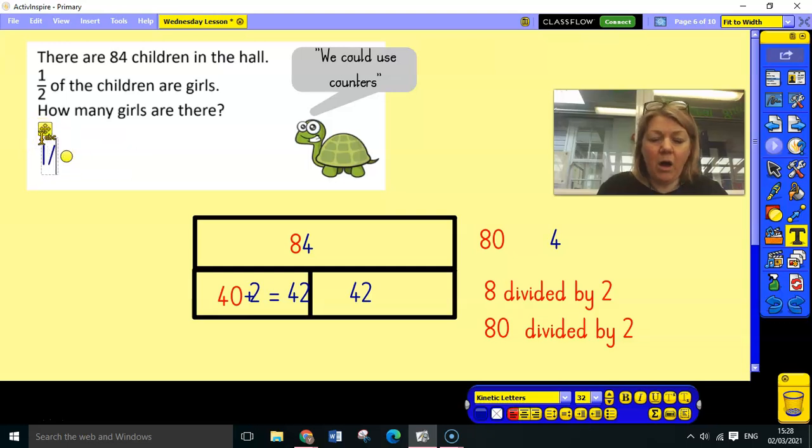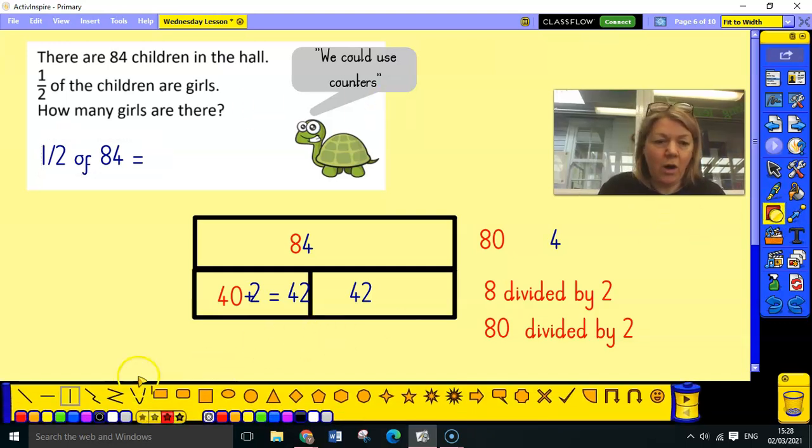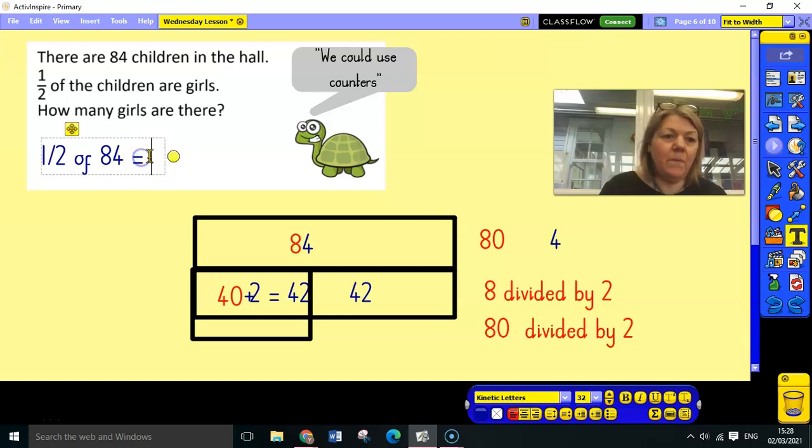Well, a half of 84 is equal to, we just want 1/2. We don't want both halves, we just want one. So we just need this part here. We just need the 42. Okay. So we've got to think about what we know about partitioning numbers as well here, don't we? All right. Moving on then.